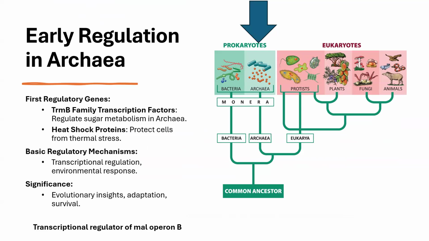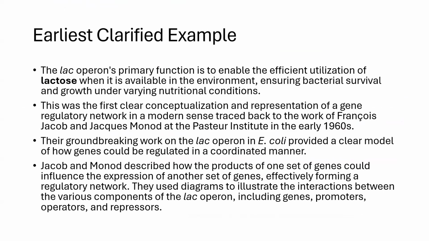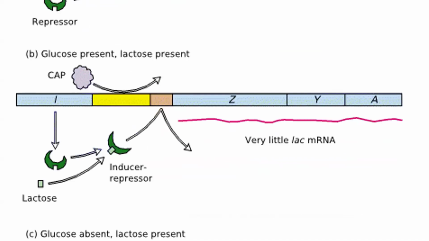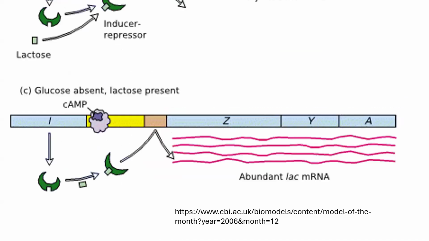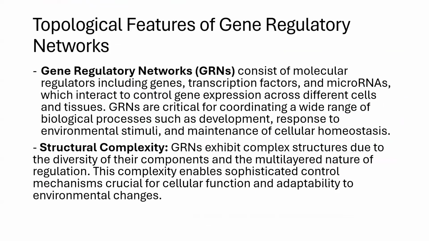Heat shock proteins protect cells from thermal stress. And the basic regulatory mechanisms are, as you've seen, transcriptional regulation in response to an environmental change. And this gives us evolutionary insights into the evolution of complexity in the big kingdom of life there. So, if we go back to the very early work here in bacterial survival, this is a very good example. And there are others within our archaea. Maltose operon B is an example of transcriptional regulation in the archaea.